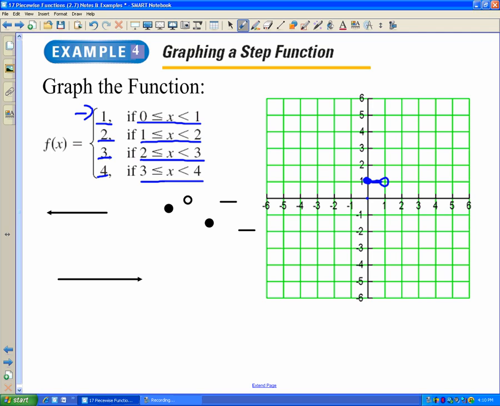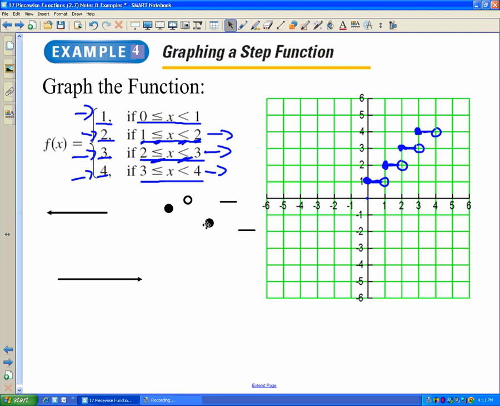That's y is 1. Now when I'm between 1 and 2, I want closed at 1 and open at 2. I want to be at 2. So closed at 1, open at 2. My step is at 2. Now between 2 and 3, closed at 2, open at 3, I am at y is 3. Lastly, between 3 and 4, I want to be 4, closed at 3, open at 4.